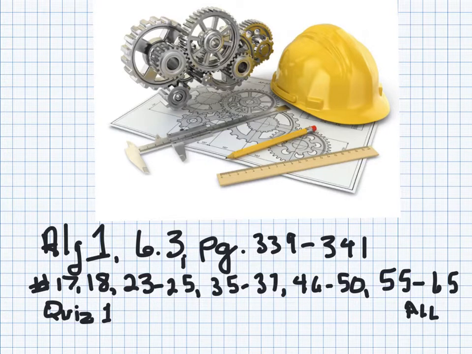But your homework for today starts on page 339 through 341. You're going to do numbers 17, 18, 23 through 25, 35 through 37, 46 through 50, 55 through 65, all of those, and then quiz 1, and it is due today or at the beginning of class tomorrow.